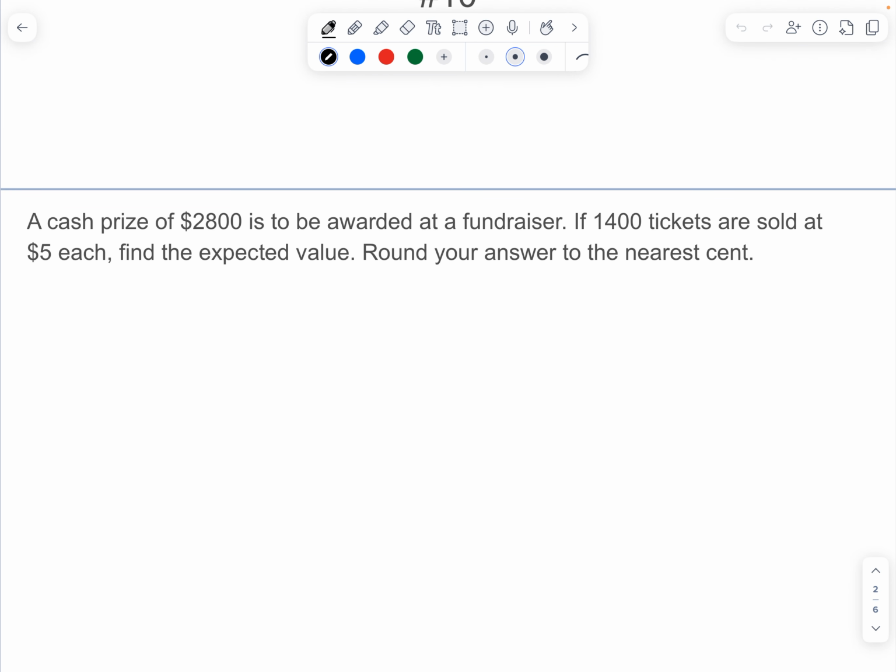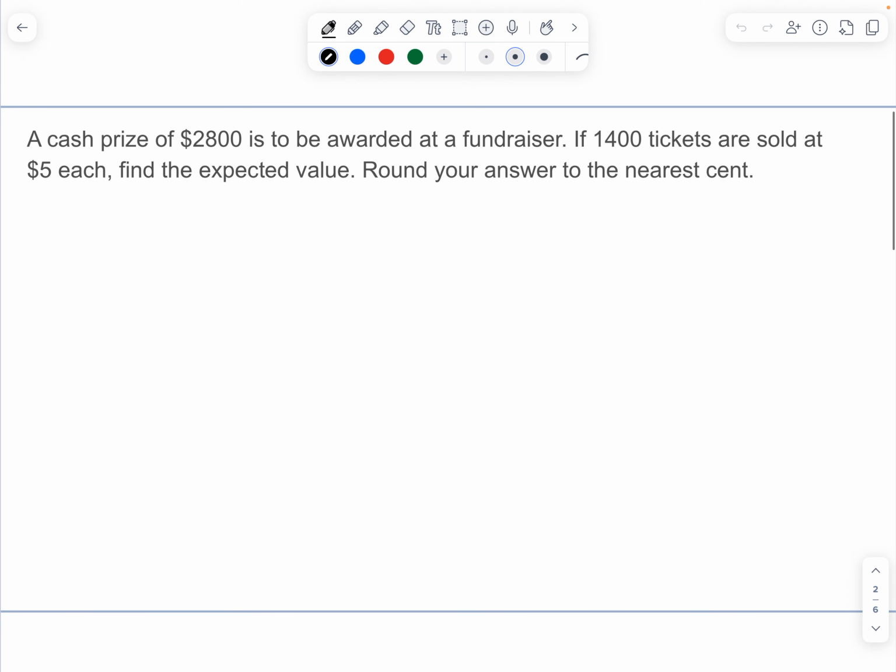So in this question it says a cash prize of $2,800 is to be awarded at a fundraiser. Okay, so let's highlight that. If 1,400 tickets are sold and they ask $5 for each ticket, find the expected value. And we want to round our answer to the nearest cent. Okay, so expected value is usually what you may expect to win or lose over a series of events. So let's set this up.